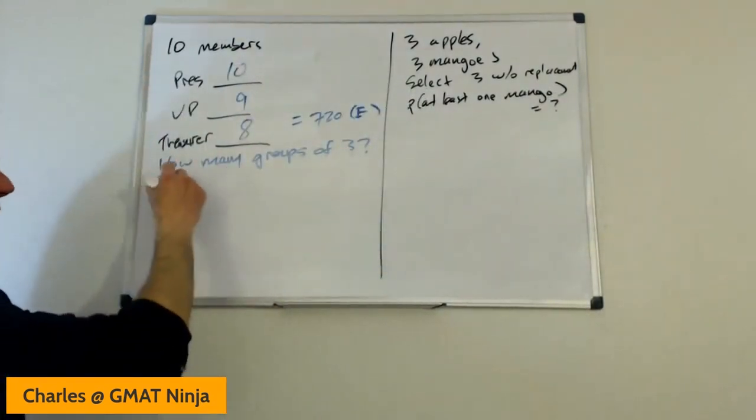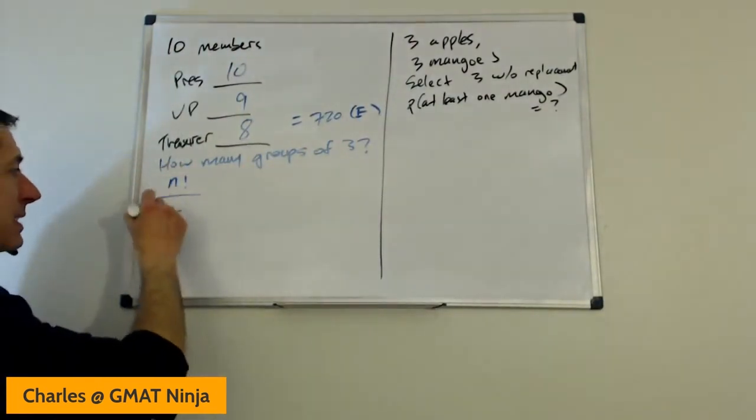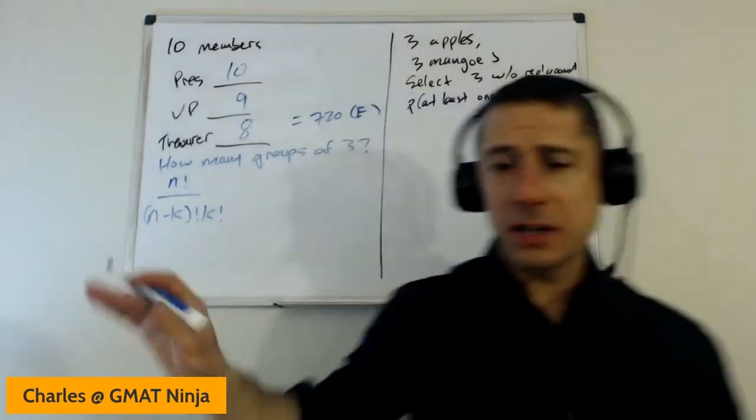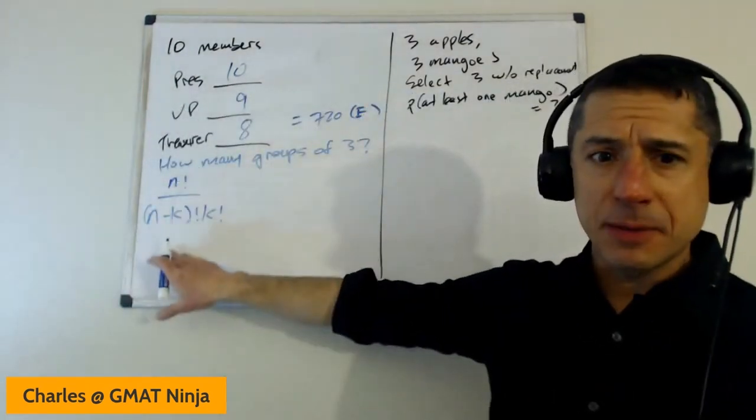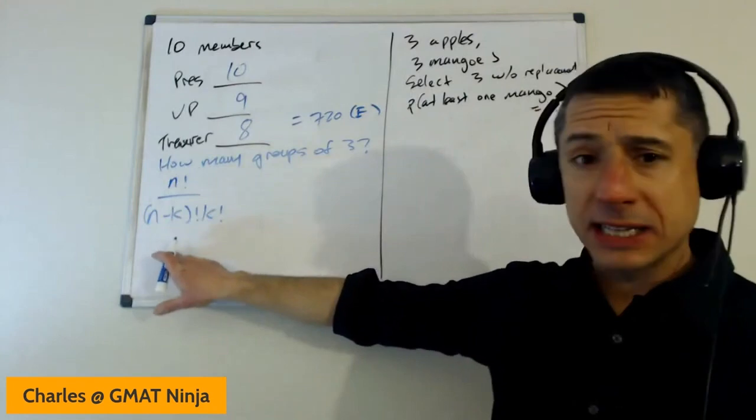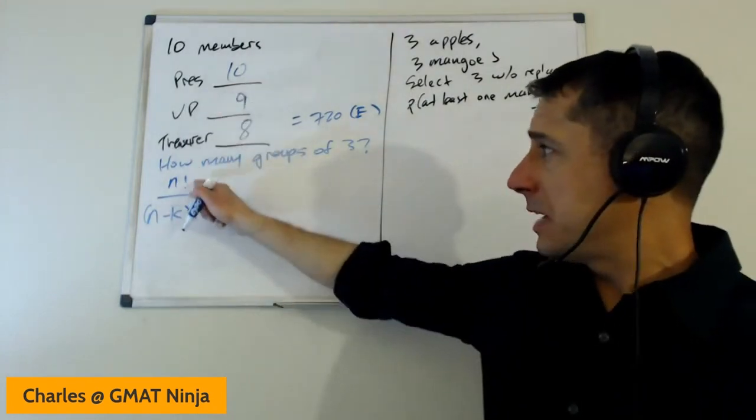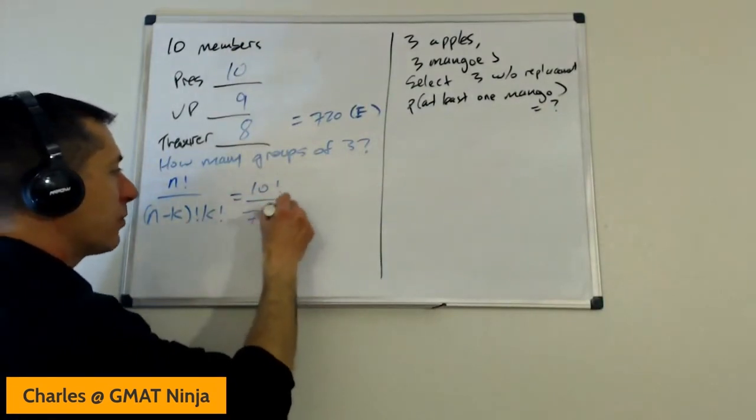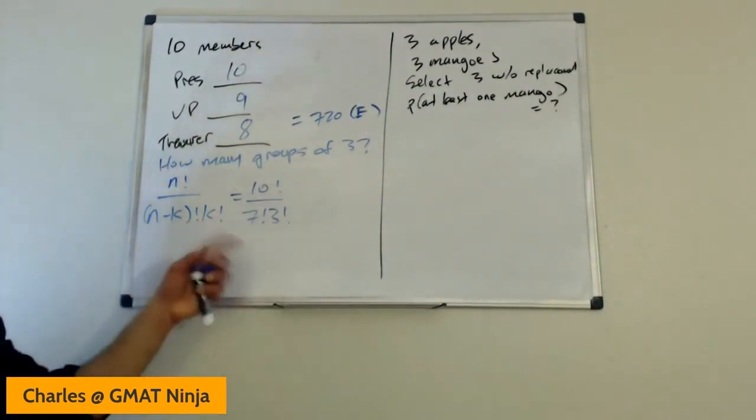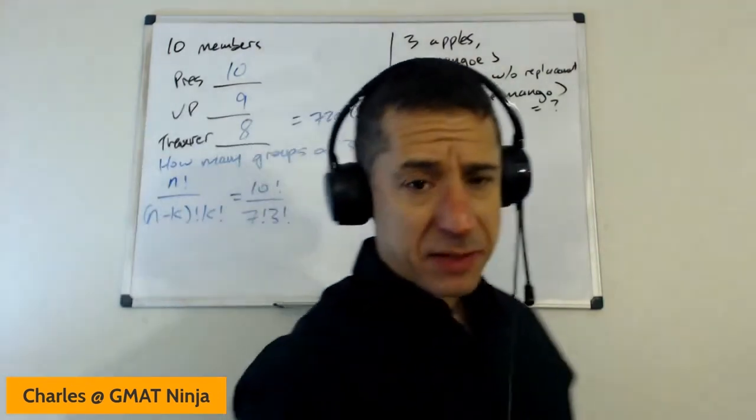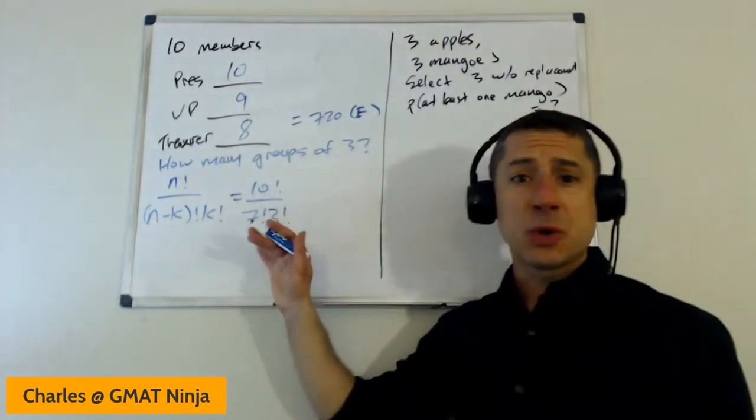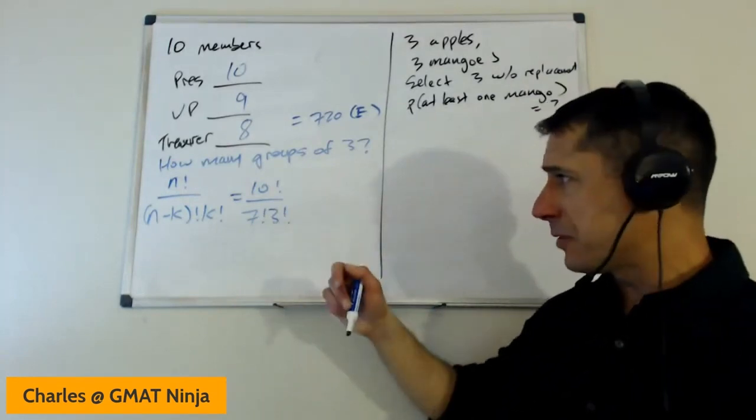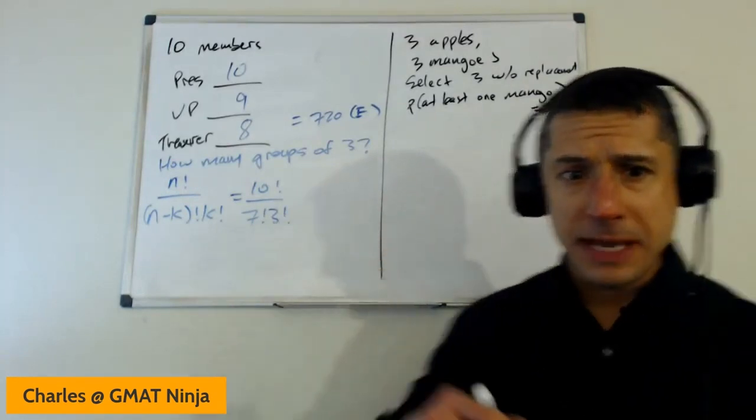And then we're using the nice little formula, n factorial over n minus k factorial times k factorial. If you've never seen this before, n is the number in your large group, k is the number in your subgroup, it becomes second nature really quickly. 10 in your main group, so 10 factorial over 7 factorial, 3 factorial. And again, if you need to walk through the very basics, we're going to have separate videos on probability and combinatorics up on the GMAT Ninja YouTube channel in the next month or so.